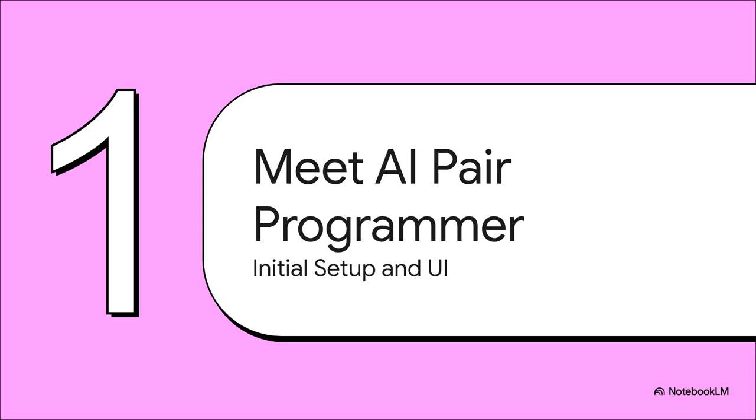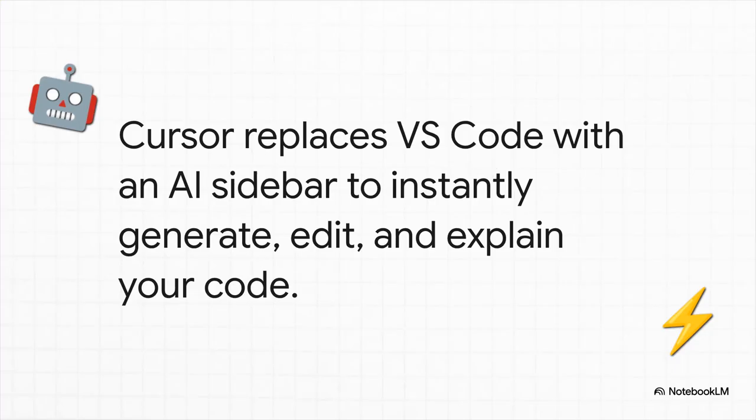Meet your AI pair programmer. Initial setup and UI. Getting set up is seriously painless. You just head over to cursor.com, download the app, and you're pretty much ready to go. And because it's a VS Code fork, if you've ever used VS Code before, all your muscle memory, your keyboard shortcuts, even your favorite extensions, they all instantly carry over.